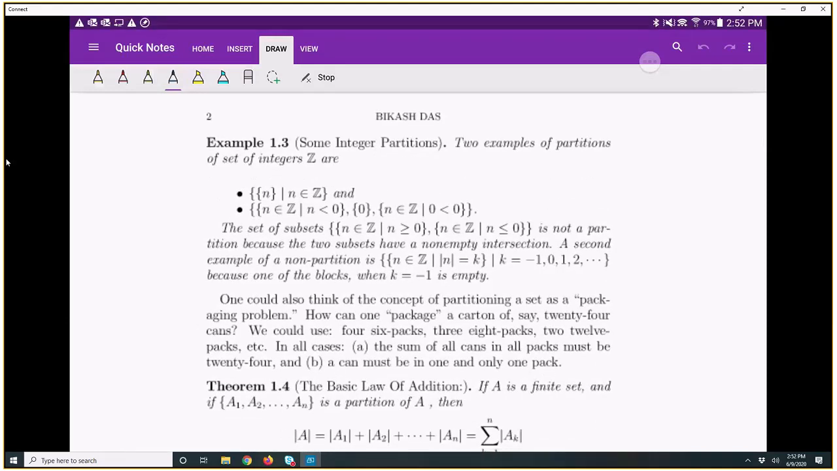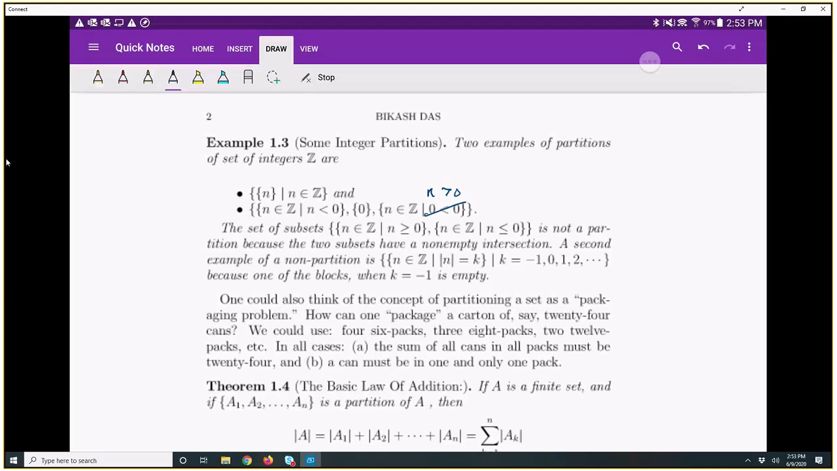But we can also find partitions of sets that are not finite, like the set of integers. And some examples of a partition of the set of integers might be the set of all singletons {n} such that n is an integer, or maybe the set of all integers such that they're less than 0, along with the set of all integers that are greater than 0, along with {0}.